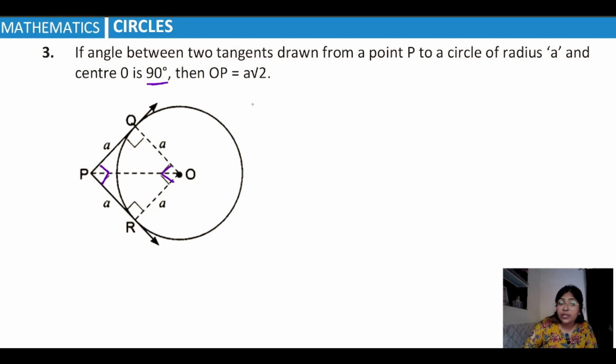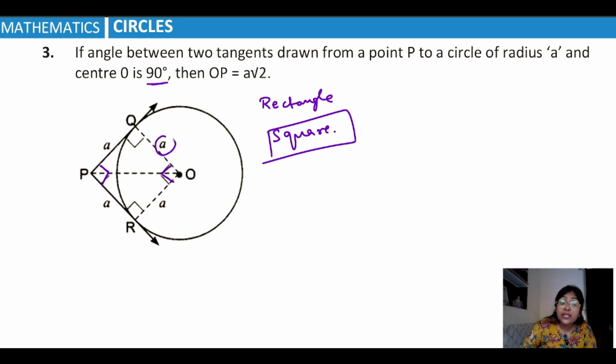Now there are two possibilities. It can be either a rectangle or a square. Which property is fulfilling over here? It is a square. Why? Because the consecutive sides are of equal length. In a rectangle, opposite sides are equal. In a square, all sides are equal, whether it is opposite or consecutive, corresponding, adjacent. So it is a square.